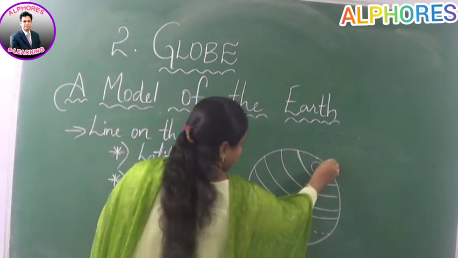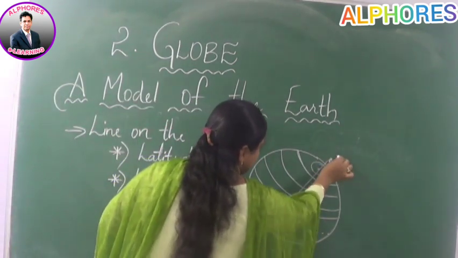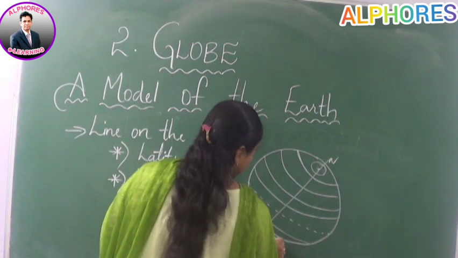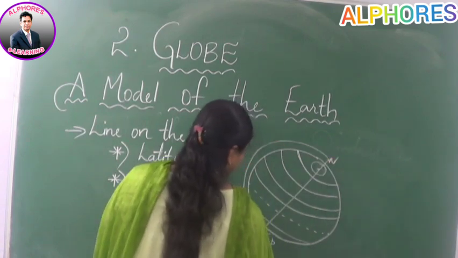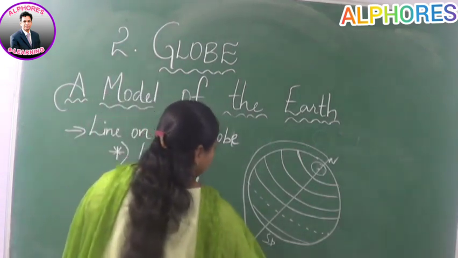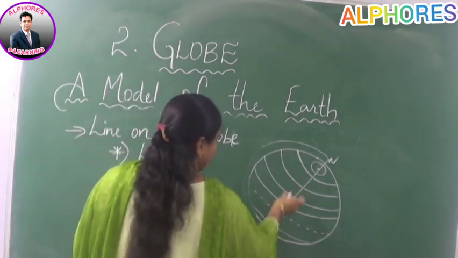As you can represent, there is a tilt over here. This is the north, this is the south pole. So this is nothing but a globe format of what exactly we can make over here.